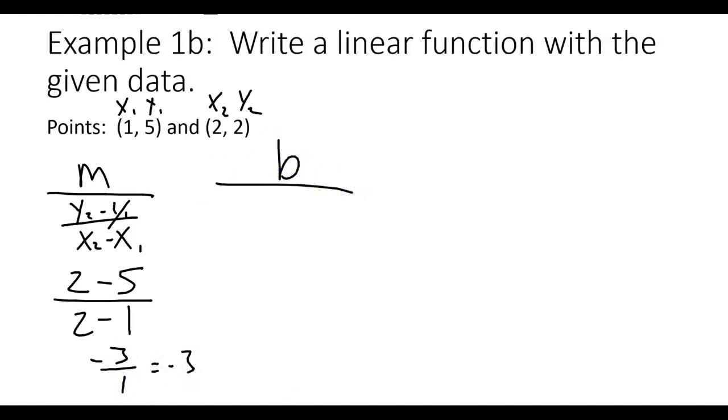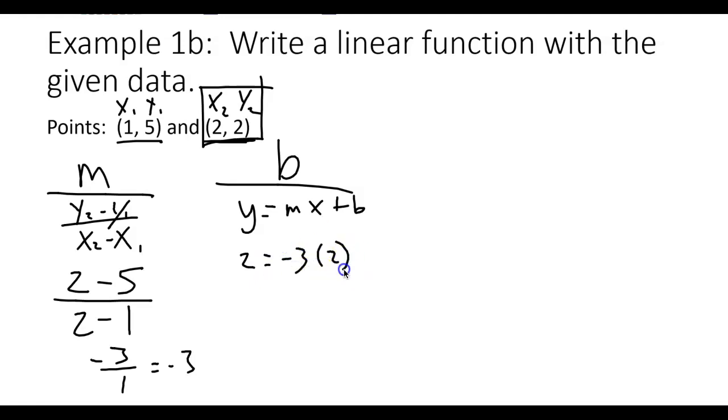From here on out, the rest of the problem is pretty much the same. We're going to use our slope-intercept formula here. We're going to plug in our y value, our x value, and our slope. But what's different here is that you have 2 x values and 2 y values. So which one do you use? Well, it doesn't really matter which one you use. I'm going to just use the second point. So I'm going to use 2 for y and 2 for x, and of course, negative 3 for my slope. So 2 is y, negative 3 is m, x is 2.